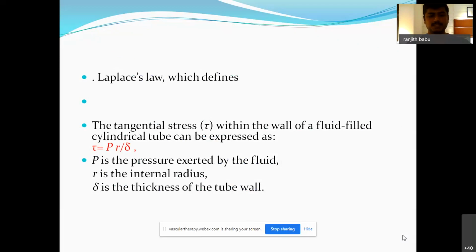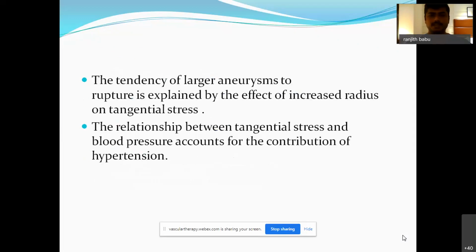So when there is an increase in radius and an increase in pressure, the tangential stress will increase and it's more prone to rupture. That's why while doing the surveillance of aneurysm patients, we are more concerned about the radius of the aorta, and we treat them with antihypertensive modalities for reducing the pressure.